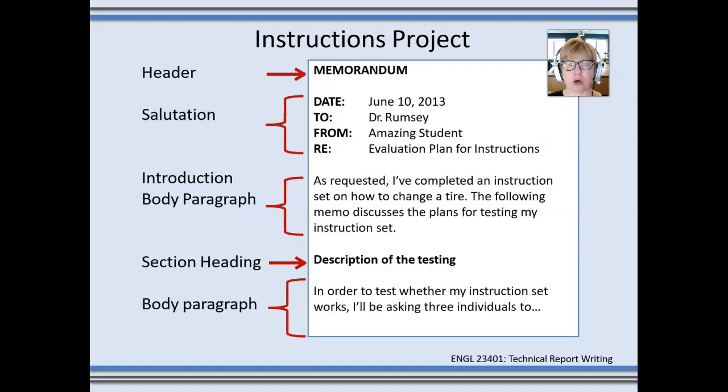All right, so again, you're going to be writing a memo to me about your evaluation plan. This is the same as what I had in the job search project, except I've added some specific information where I've said, for example, as requested, I've completed an instruction set on how to change a tire. The following memo discusses the plans for testing my instruction set. You get the idea. This just gives some specifics, and it also reminds you of what the formatting should look like.